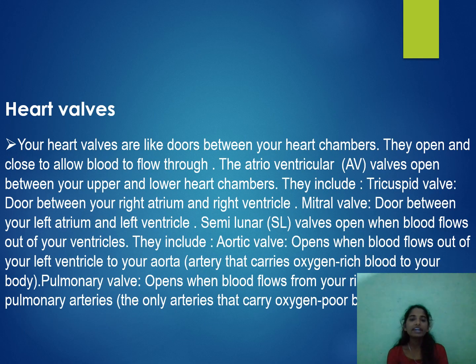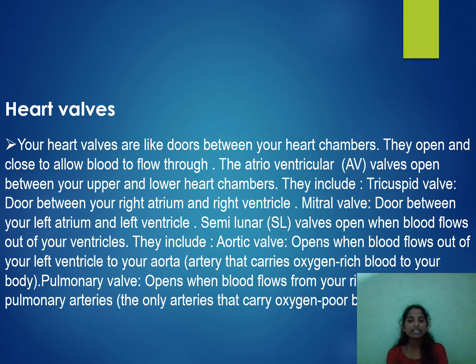So let's see heart valves. Your heart valves are like doors between your heart chambers. They open and close to allow blood to flow through. The atrioventricular valves open between your upper and lower heart chambers. They include the tricuspid valve, the door between your right atrium and right ventricle; the mitral valve, the door between your left atrium and left ventricle. Semilunar valves open when blood flows out of your ventricles.